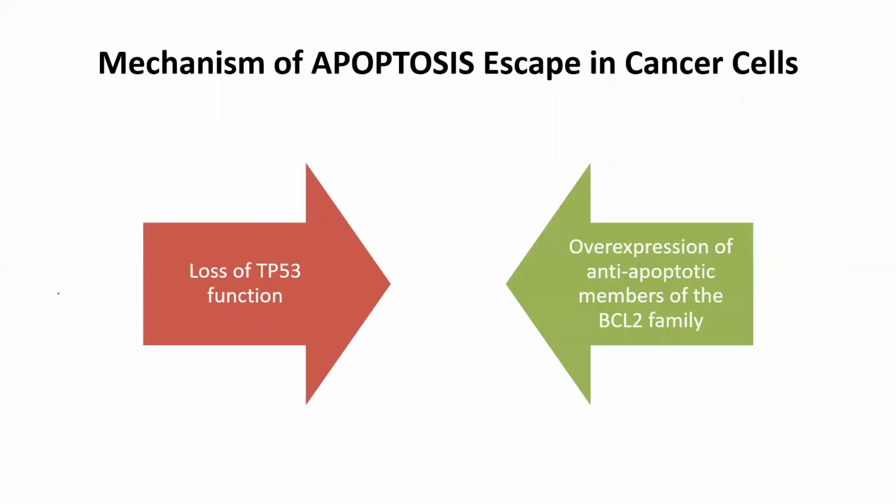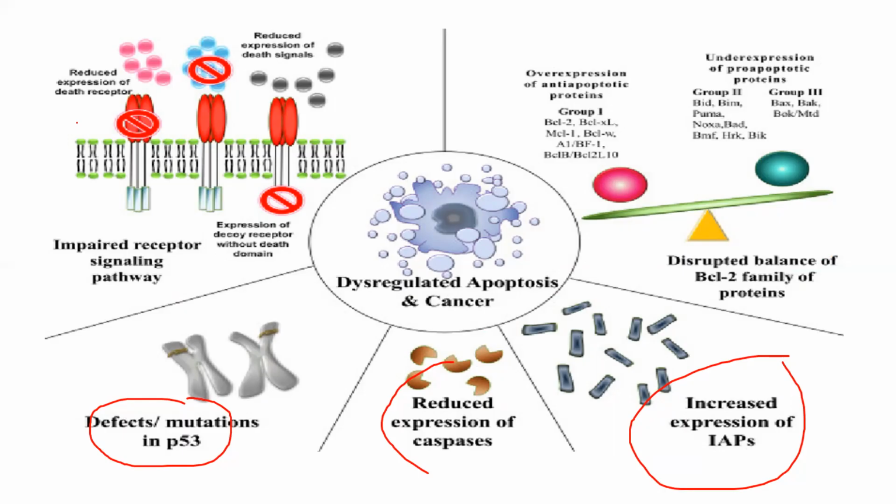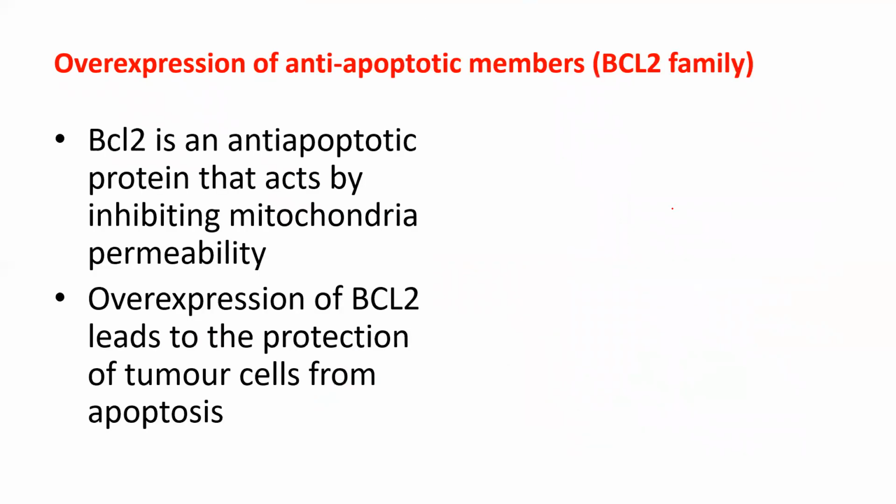The mechanism of evading apoptosis in cancer cells is usually by two parts, either loss of TP53 function or overexpression of anti-apoptotic proteins of the BCL2 family. Loss of p53 prevents the upregulation of PUMA, which is a pro-apoptotic protein, because PUMA is produced in lesser amounts. This shifts the balance away from pro-apoptotic proteins, which causes lack of apoptosis and ultimately leads to growth of the cells.